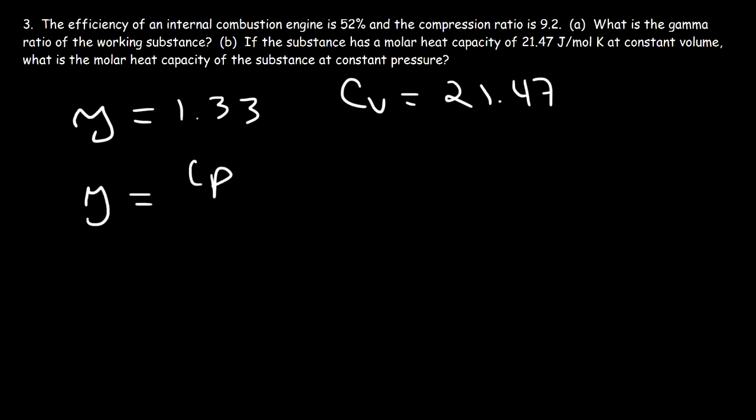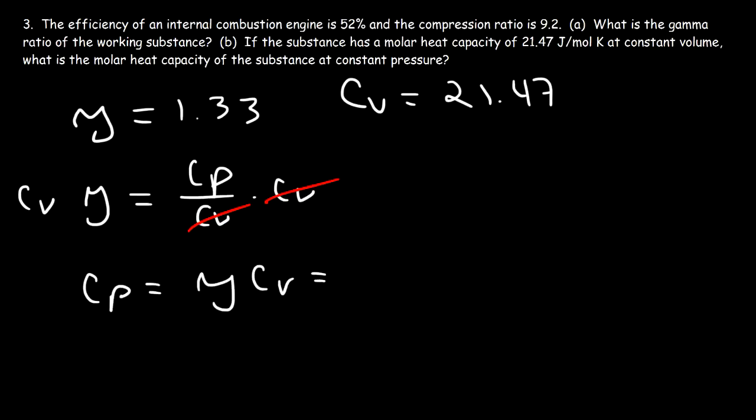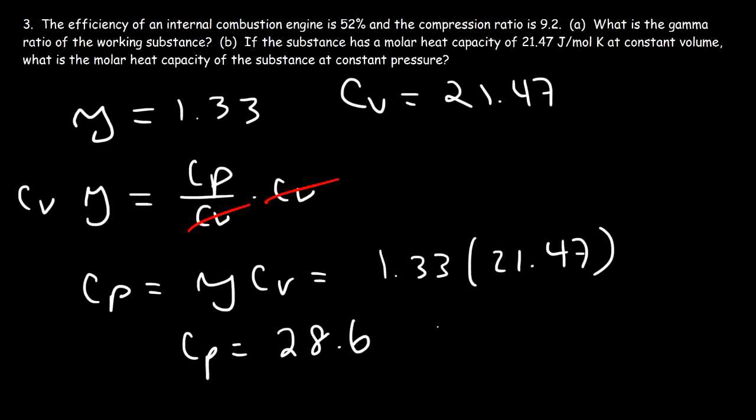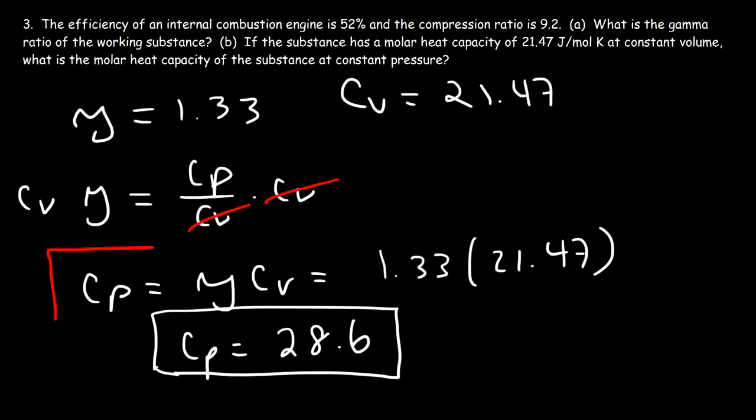The gamma ratio is Cp over Cv. So if we multiply both sides by Cv, Cp is going to be equal to the gamma ratio times Cv. So the gamma ratio is, in this example, 1.33, and Cv is 21.47. So Cp should be approximately 28.6 in this example. Now granted, there are some deviations with this formula, so this is just going to give you an estimation. So keep that in mind.